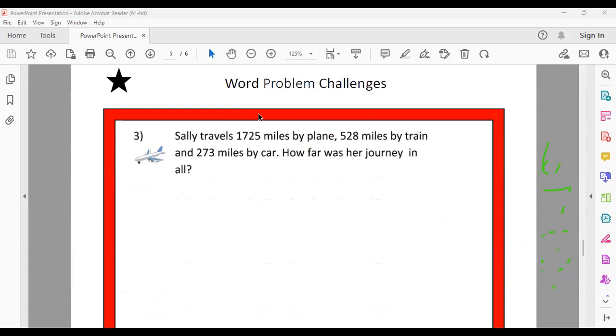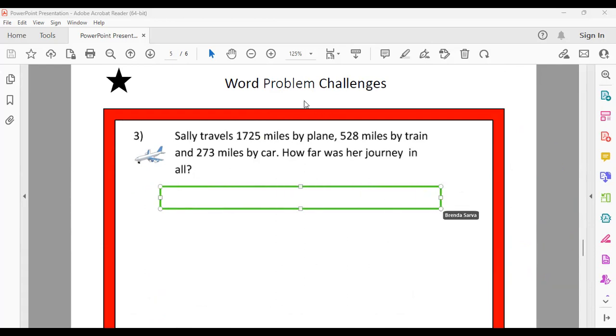Sally travels. Okay, Aloysius, can you read this question? Sally travels 1,725 miles by plane, 528 miles by train, and 273 miles by car. How far was her journey in all? Very good. 1 bar. Okay. So this lady travels in 3 different modes of transportation. So let's just put 3 different parts. The biggest number here, 1,700, then 500 something, then 273.